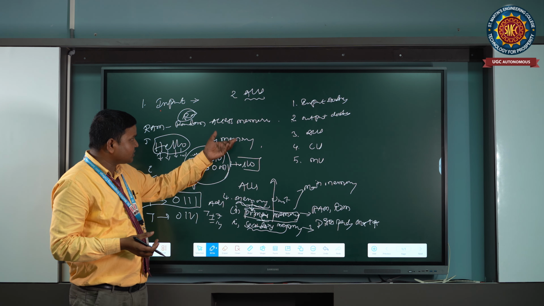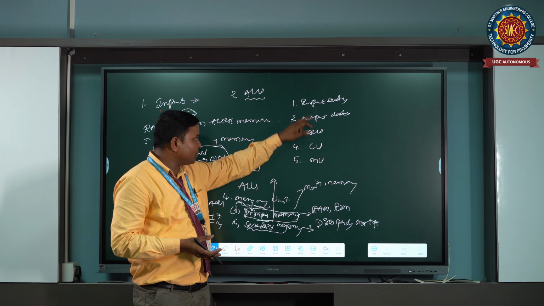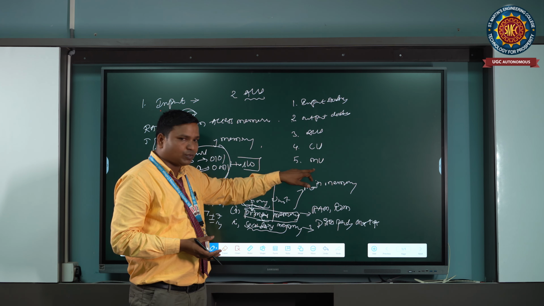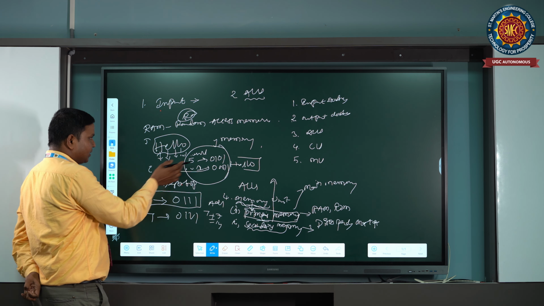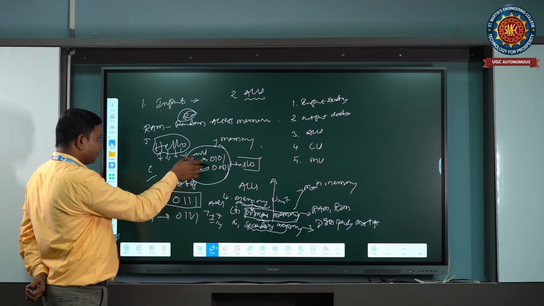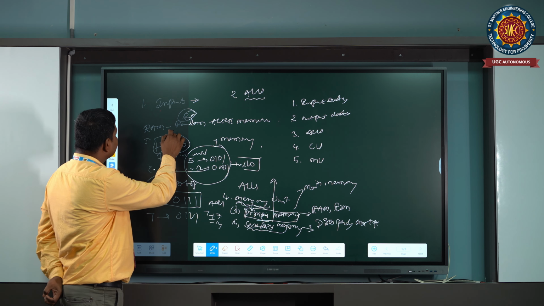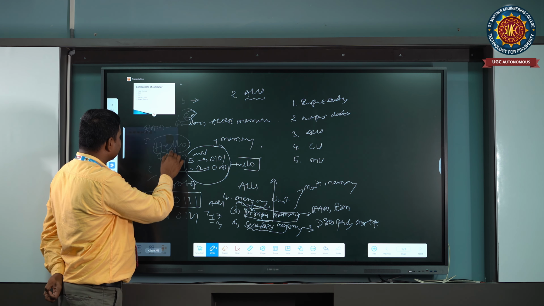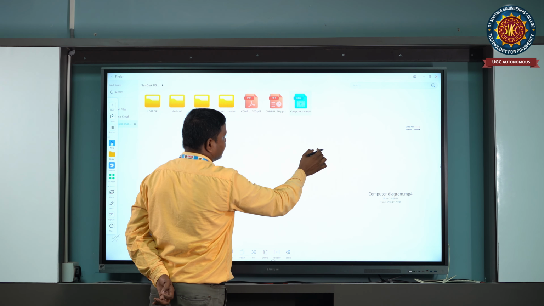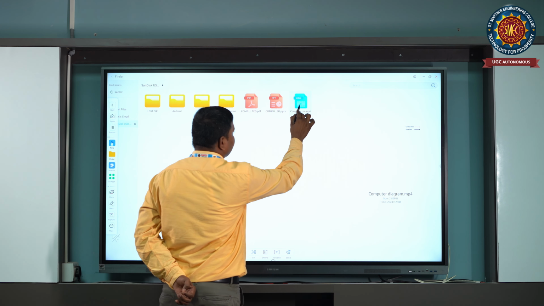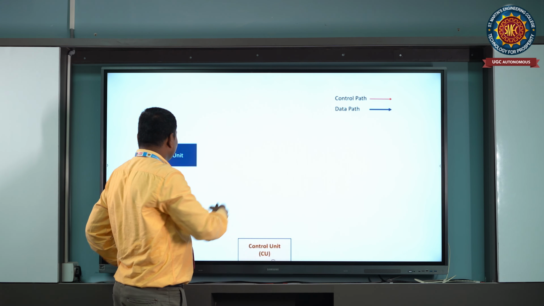So till now, what we have discussed are the computer components: the input devices, output devices, ALU, control unit and memory unit. Now we will see the diagrammatic representation of how it happens, in this particular segment. Here we can see the block diagram of the computer.